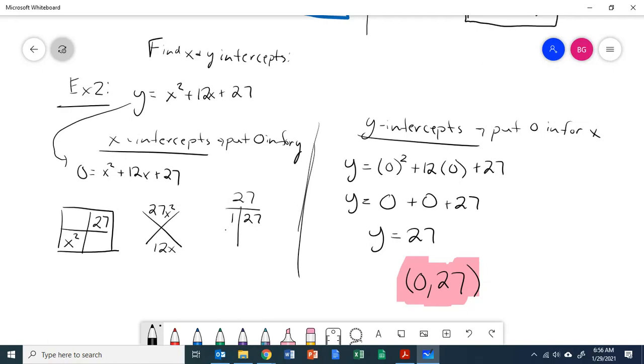1 and 27, you would have 3 and 9, and 3 and 9 works, so we would have 3x and 9x. Okay, so you fill those in your box and your diamond, and then you factor. So I would have x in the bottom times x, and then up in the top left would be a plus 3, and down here would be a plus 9. So that's just a review of what we were doing before.